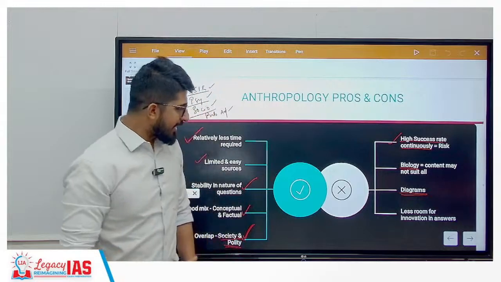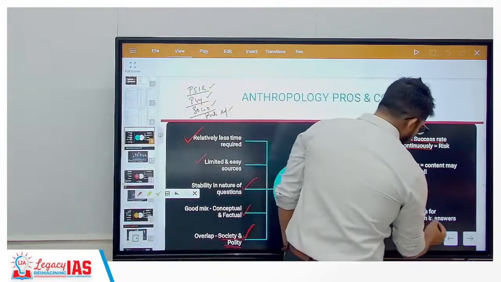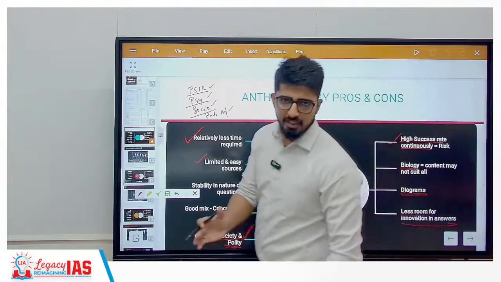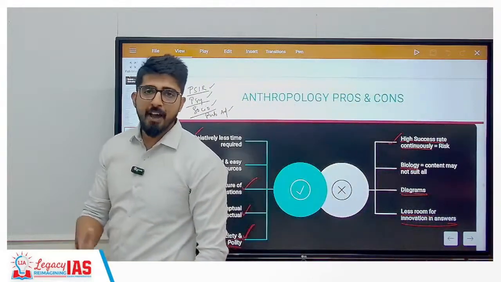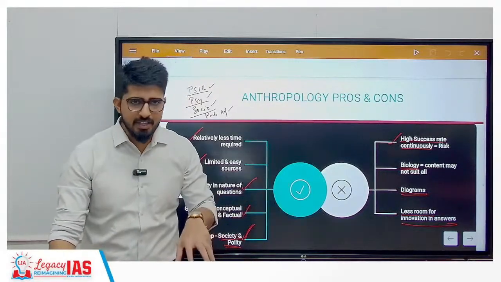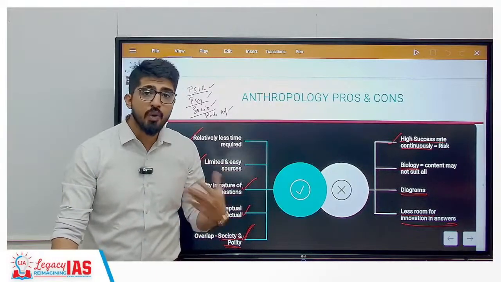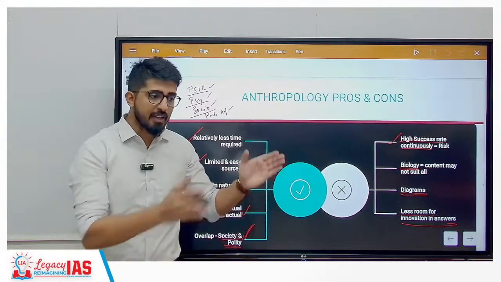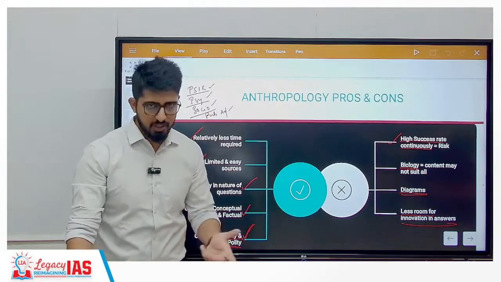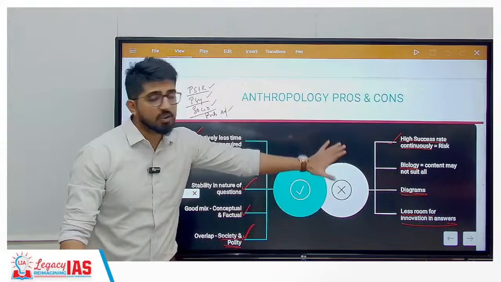Next, it has less room for innovation in your answers. Why? Because of the factual nature of the subject. Whenever you have a fact-based subject, a factual nature, if it is more within the subject, you have less room for innovating within the answer. You may change the structure, but you can't infuse your own thoughts a lot. Okay, so these are the cons.